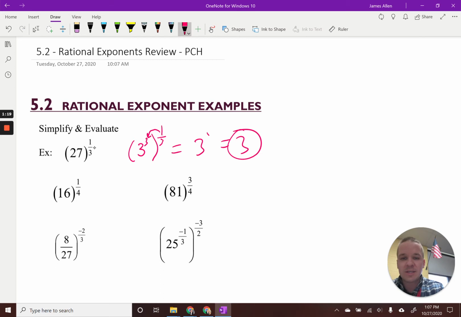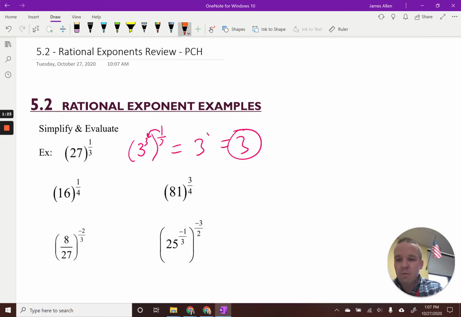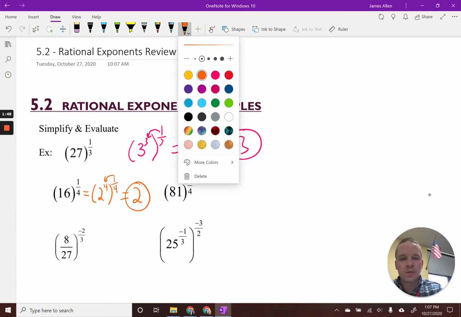All right, how about 16 to the 1/4? I'm going to go orange. So I'm going to write 16 as something to the power of 4, right? That denominator of the exponent is like my clue as to what I want to do, and hopefully it'll work out well. So I could rewrite that as 2 to the 4th, which is equal to 16, raised to the 1/4. Now when I distribute that 1/4 into my exponent, 4 times 1/4 is 1, so I get 2 to the 1st, which is just 2.